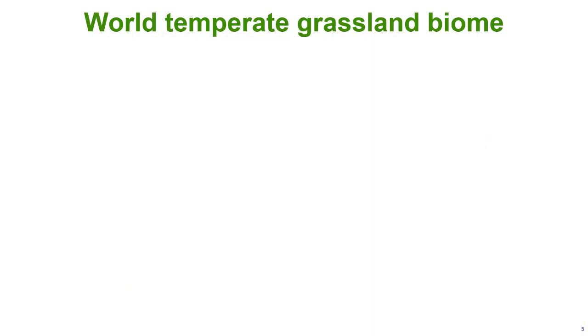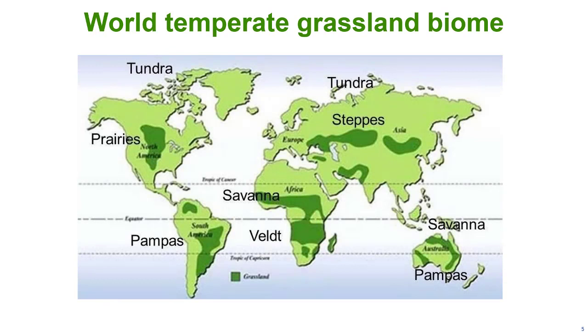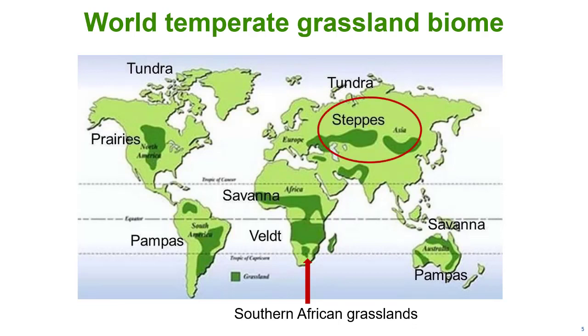Southern African grasslands form part of the World Temperate Grassland Biome, which comprises the steppes of Russia, Mongolia, and China, the North American prairies, the South American pampas, temperate grasslands of Australian Alps, and the tussock grasslands of New Zealand.